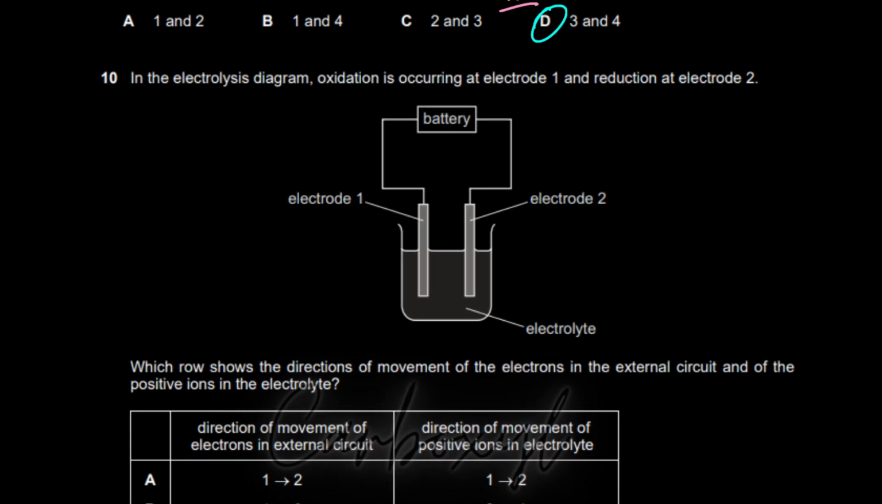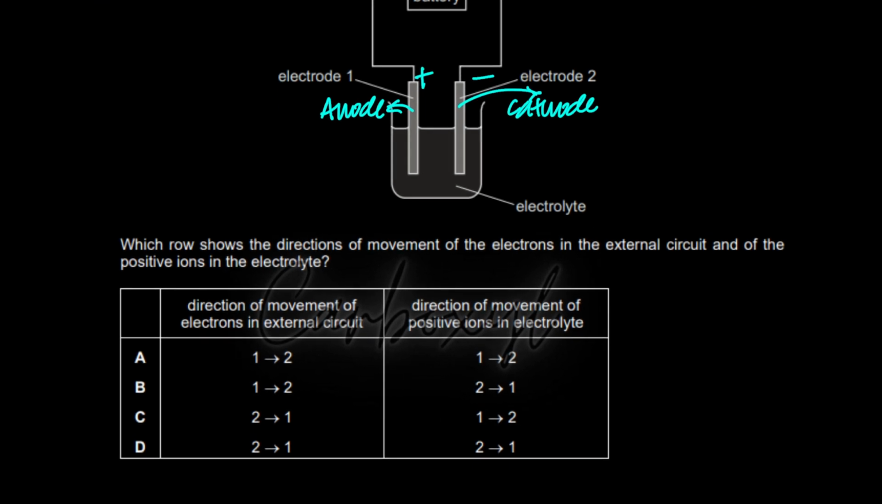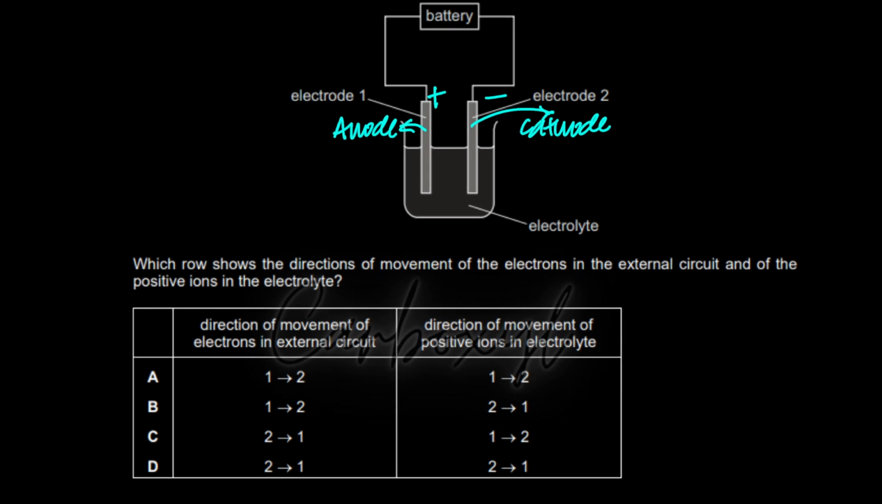Okay, so you have electrode 1 and electrode 2, and this says in the electrolysis diagram, oxidation is occurring at electrode 1 and reduction is occurring at electrode 2, which means that electrode 1 is the anode and electrode 2 is the cathode. So that's the cathode and that's the anode, which means that's the positive electrode and that's the negative electrode. Now, it says which row shows the direction of movement of electrons in the external circuit and of the positive ions in the electrolyte. Think about it. Where would the positive ions go? Would the positive ions be attracted towards electrode 2 or towards electrode 1? Pretty easy, guys. Come on.